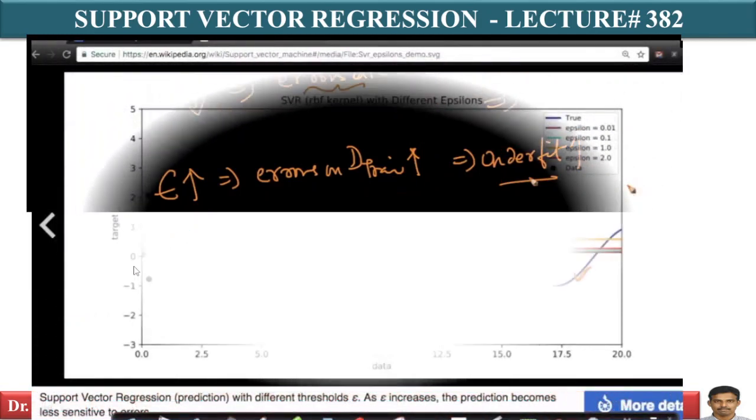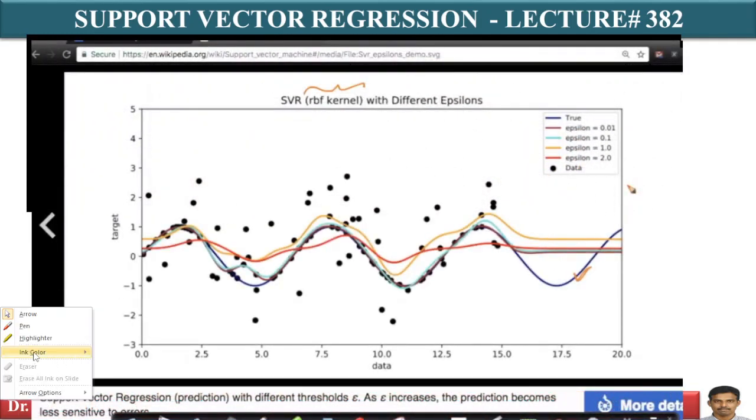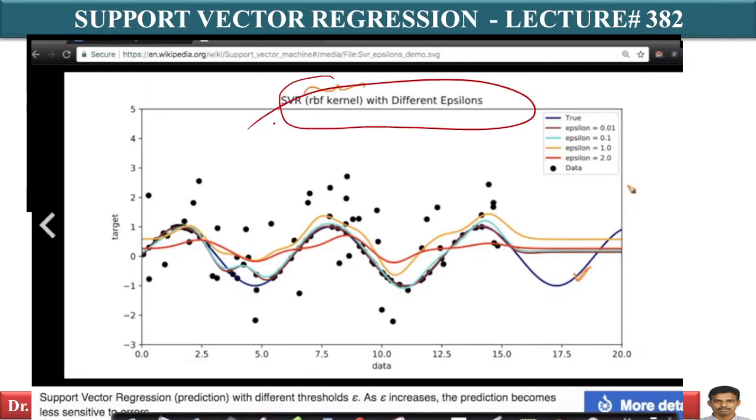Let's look at one simple example. Just see, this is the diagram which I collected from Wikipedia. If we go to Wikipedia, support vector machines, there is a nice article. This is using an RBF kernel, isn't it? If you don't know what kernel to use, always use RBF because it behaves like KNN. So RBF SVR behaves like KNN regression, isn't it?